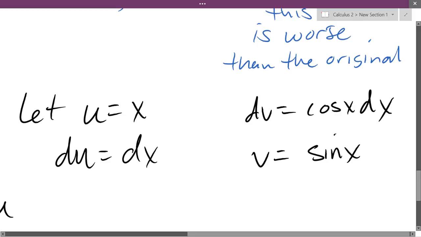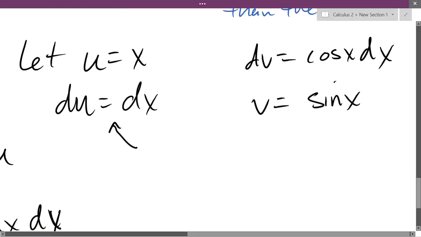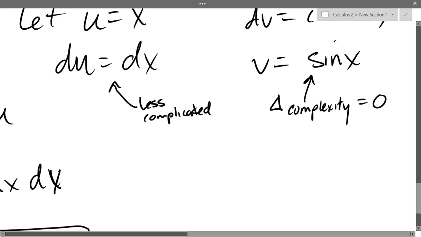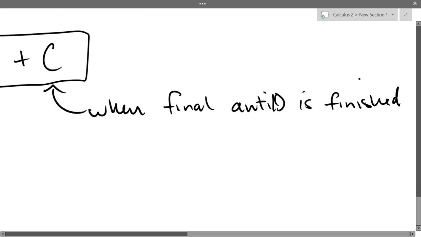Right here was where I realized I was probably going to be on the right track. So this is less complicated. And over here, it was not more complicated. It was a similar level of complexity. How about if I go delta complexity equals zero? Change of complexity is nothing. So we lost complication on the left side, great, and we didn't pick up any extra bad complication on the right side.